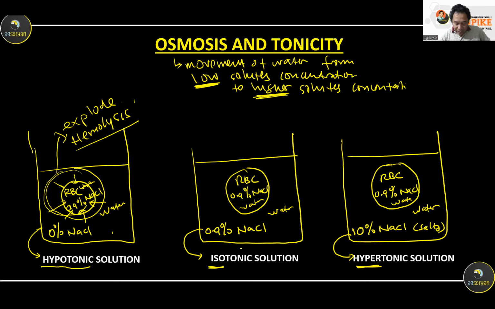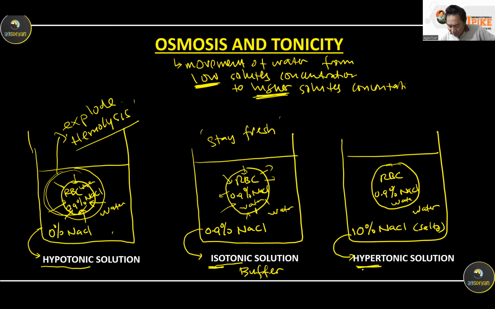Now look at the second one, the isotonic solution. Because the concentration is the same, water will enter and exit at the same rate. So what happens to the cell? It will stay fresh. Nothing happens to the cell. To preserve a cell, we put it in an isotonic solution. Sometimes this solution is called a buffer solution, the solution that keeps the cell fresh.